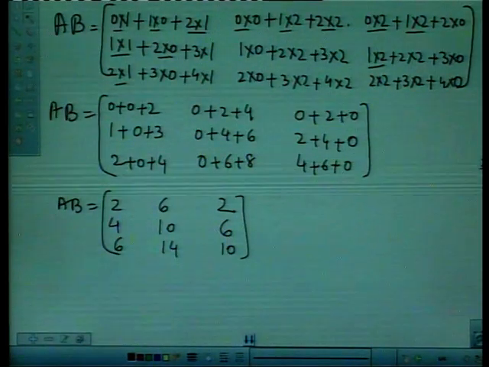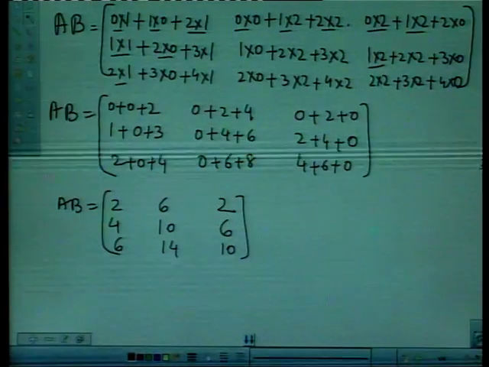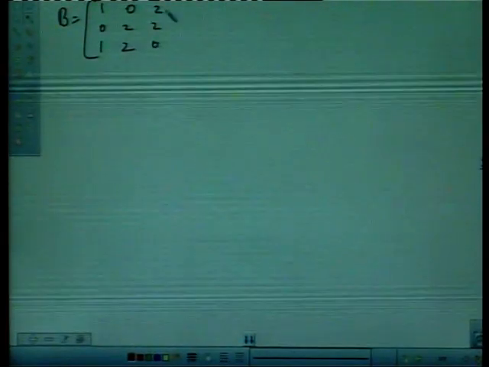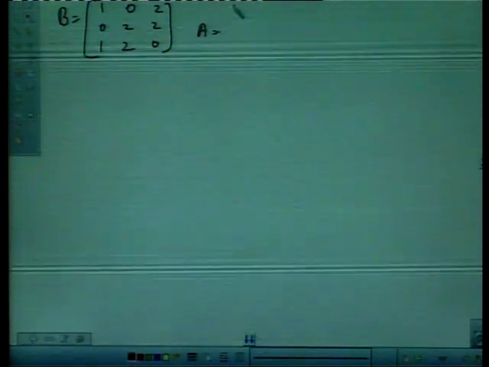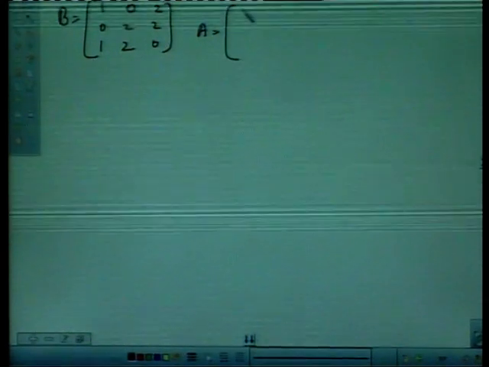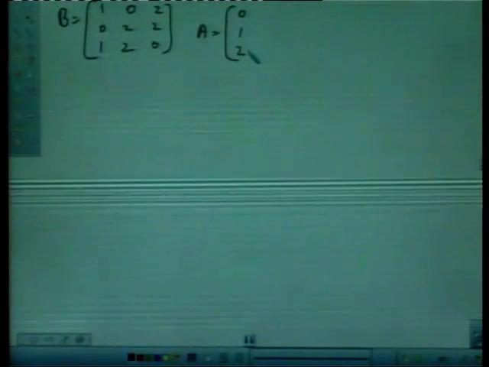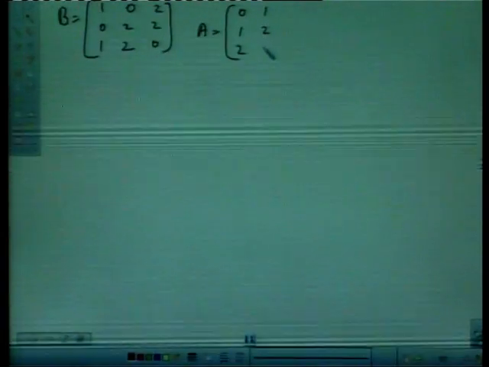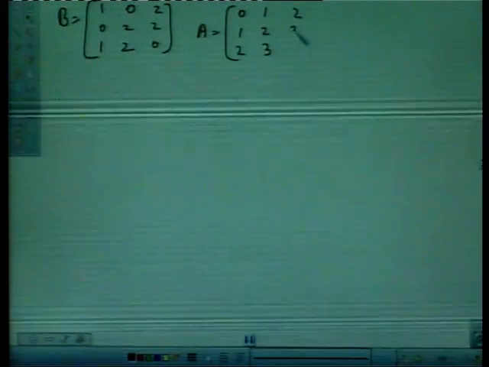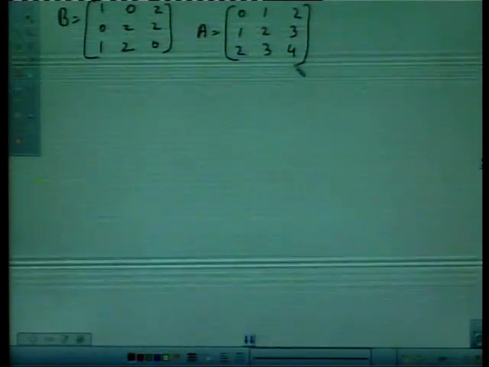Now what will be BA? For BA we will take the next page. We can write here B first. B is our 1 0 1, and this is 0 2 2 2 2 0, and for A: 0 1 2 1 2 3 2 3 4. Now multiply.